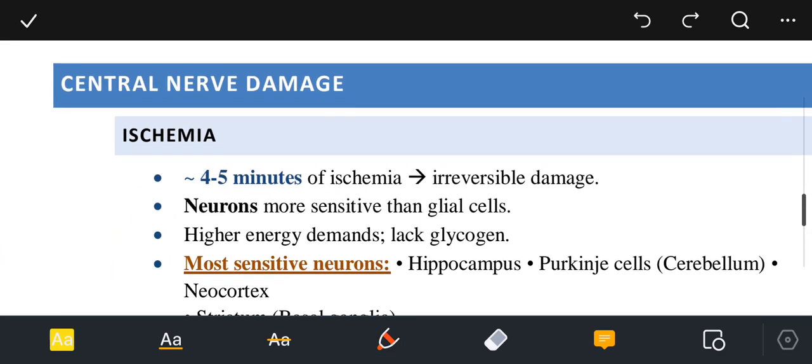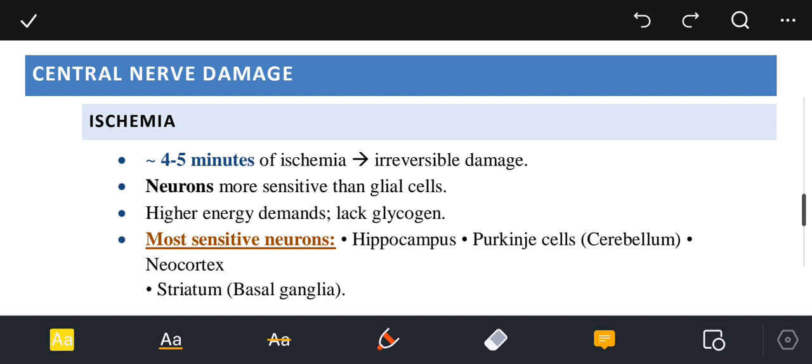Moving on to this point, central nerve damage. There is ischemia. 4 to 5 minutes of ischemia will lead to irreversible damage. Remember, we are talking about the central nervous system or brain. So, if there is 4 to 5 minutes of ischemia, that will lead to irreversible damage. Neurons are more sensitive than the glial cells. There are higher energy demands and they lack glycogen. Why are the neurons very sensitive? Because they have high energy demands and they also lack glycogen.